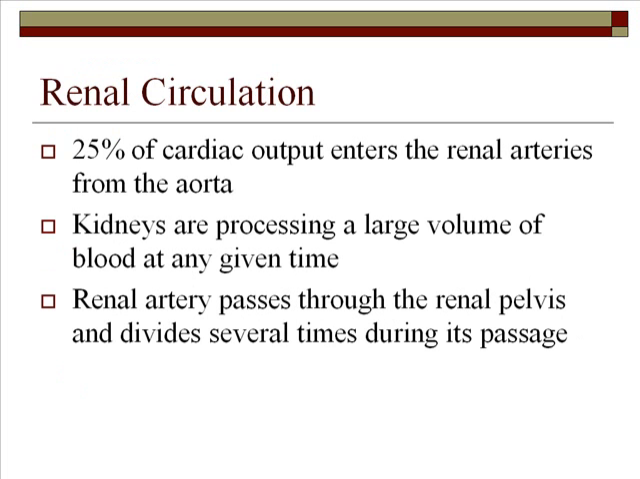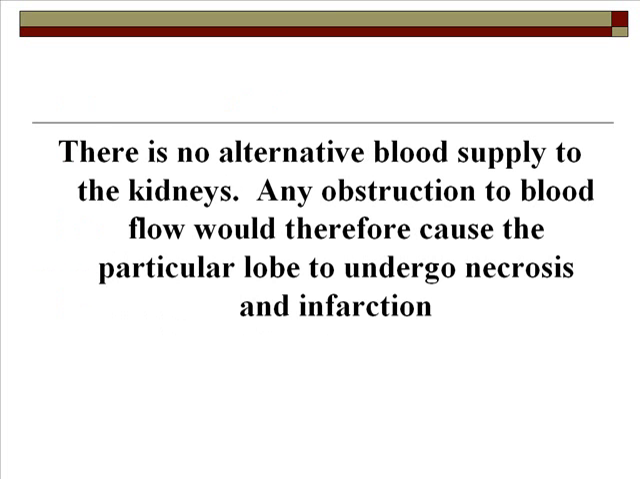Now, I alluded to circulation a little bit earlier. Both kidneys get an isolated blood supply from either the left renal artery or the right renal artery, and 25% of cardiac output enters the renal arteries from the aorta. So the kidneys are essentially processing a quarter of our blood supply at any given time. That's a significant amount of blood that has to go through the kidneys. Renal arteries pass through the renal pelvis. They will divide several times during this passage to provide not only blood supply to the kidneys themselves, but also for this process of reabsorption and filtration as well.